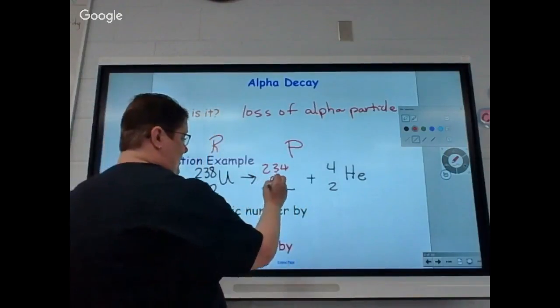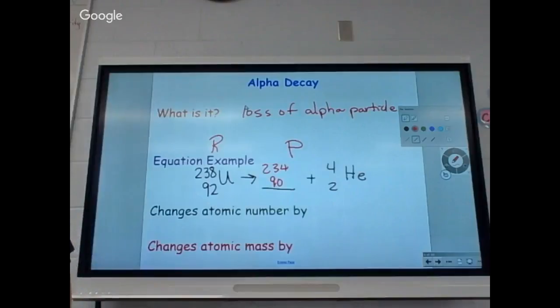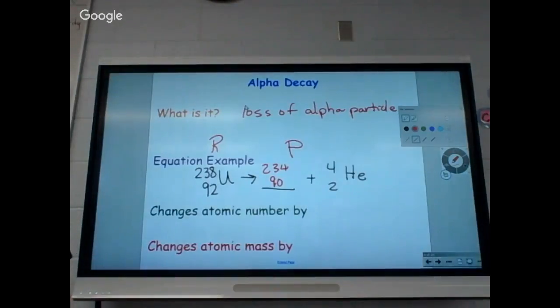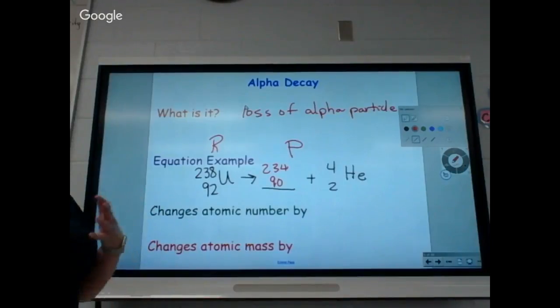Now, did that sound very technical? Now, which of those numbers will tell us the element, the mass or the atomic number?